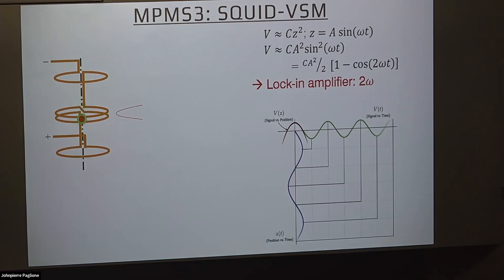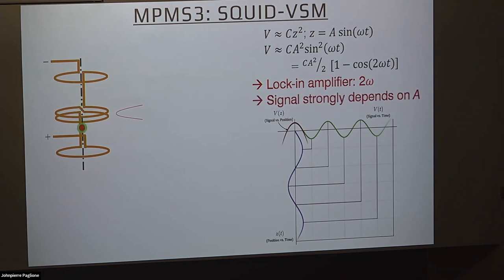The green line is the voltage response. This is great from a measurement standpoint because noise would probably occur mostly at the fundamental frequency, but we're not looking there. We're looking at 2 omega. That's great. The other neat thing about this is the amplitude comes in with the square.